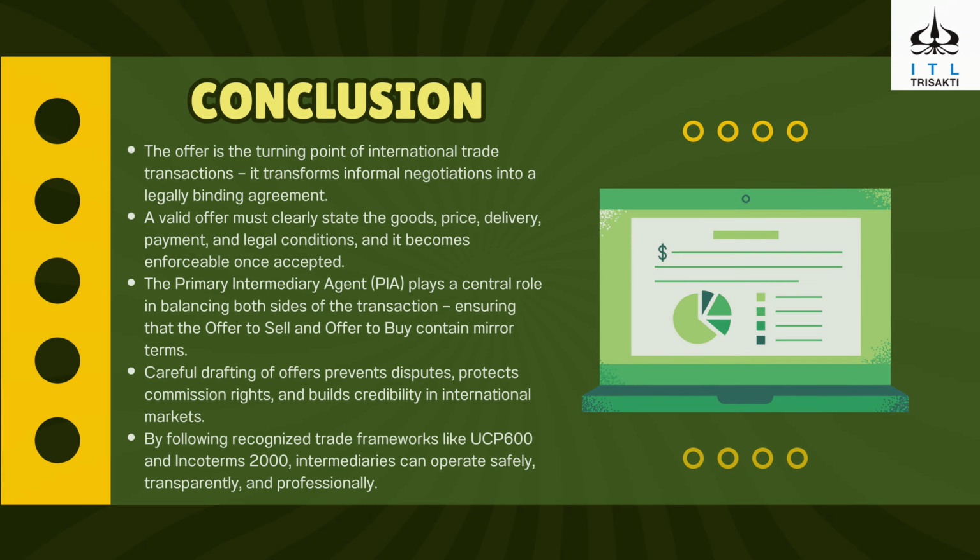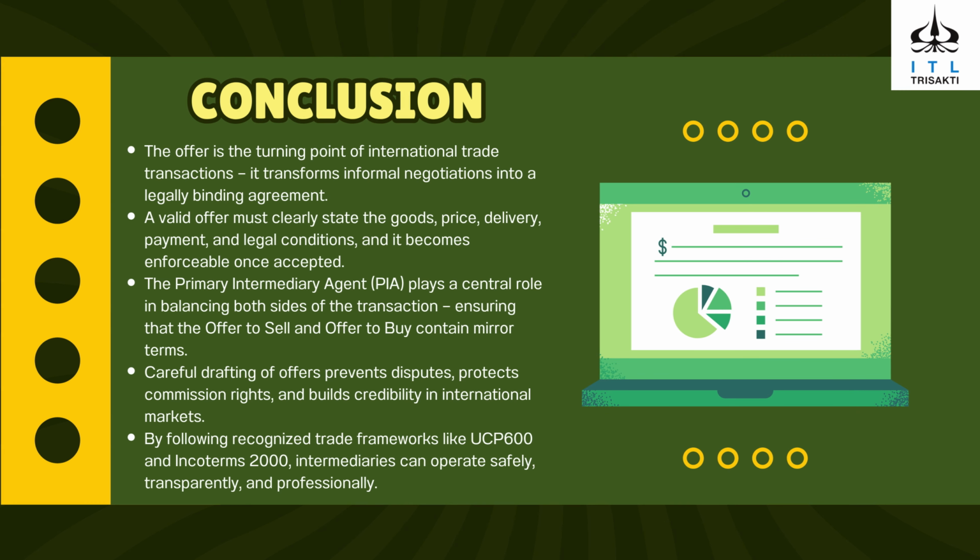To conclude, the offer is a turning point in international trade transactions. It transforms informal negotiations into a legally binding contract. A valid offer must clearly include the goods, price, delivery, payment, and legal terms. The peer plays a central role in maintaining balance between both parties by applying the mirror terms principle. When drafted carefully and according to frameworks like UCP 600 and Incoterms 2000, offers can prevent disputes, protect commissions, and build credibility in global trade.